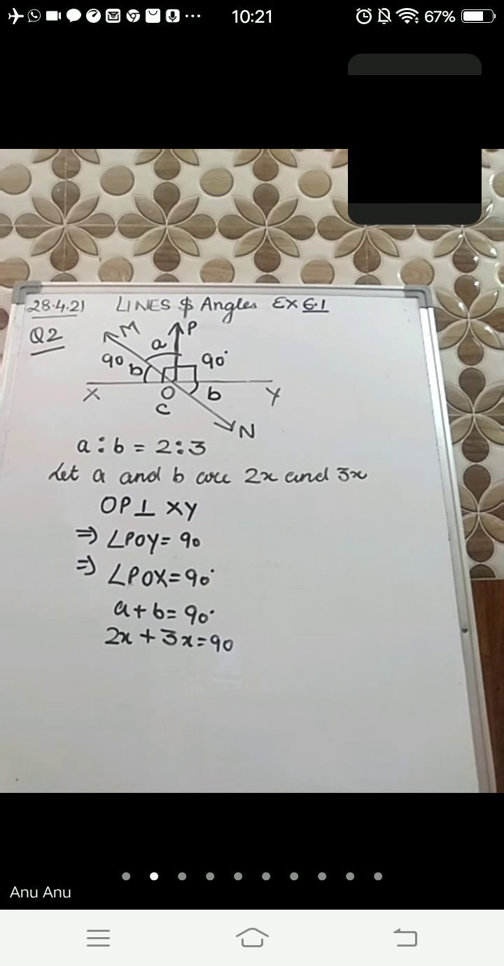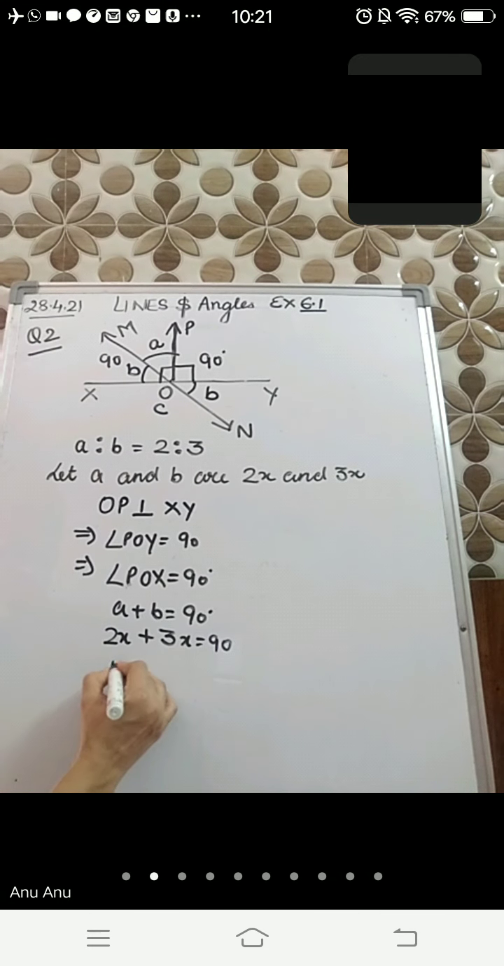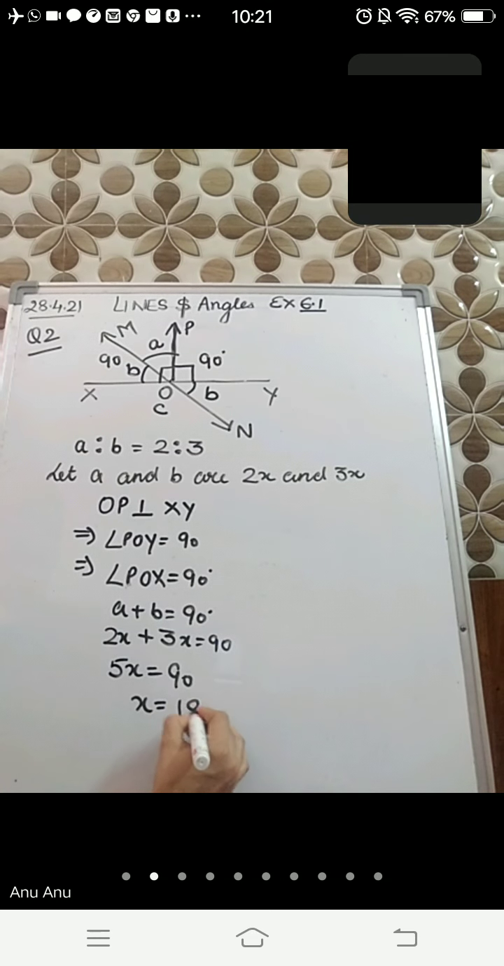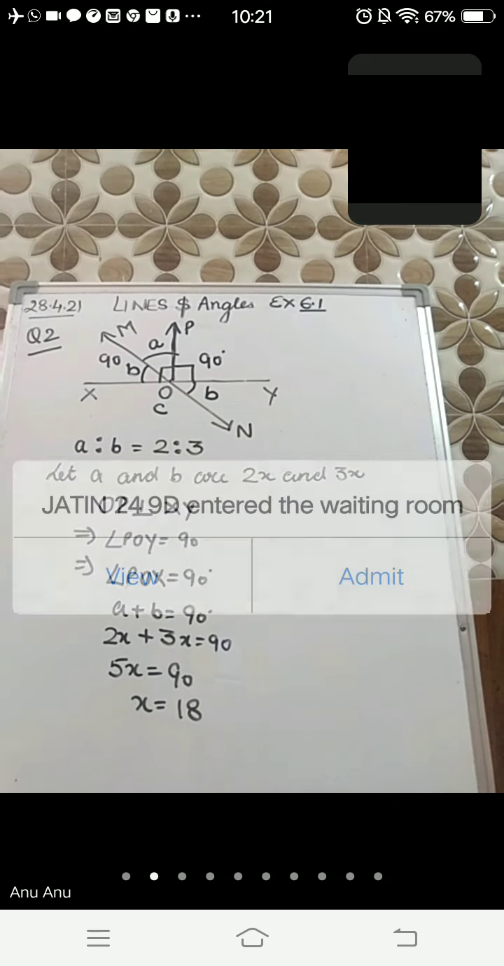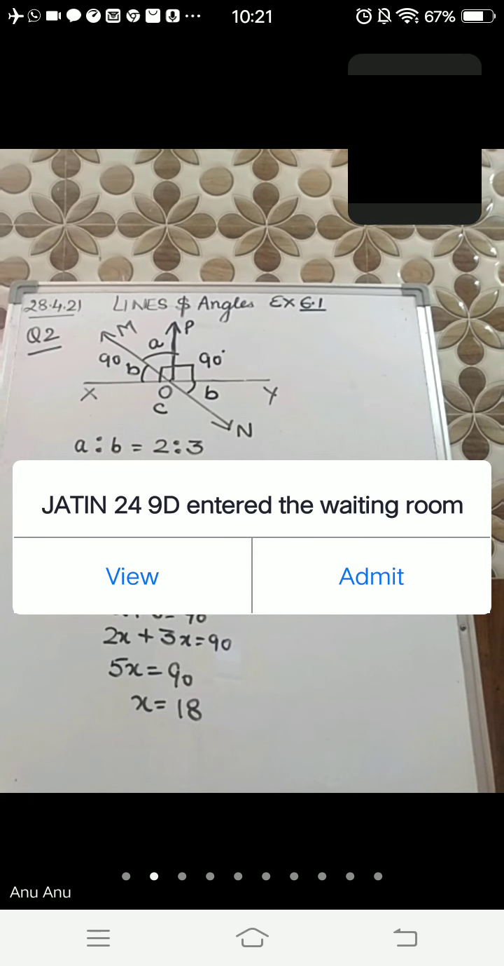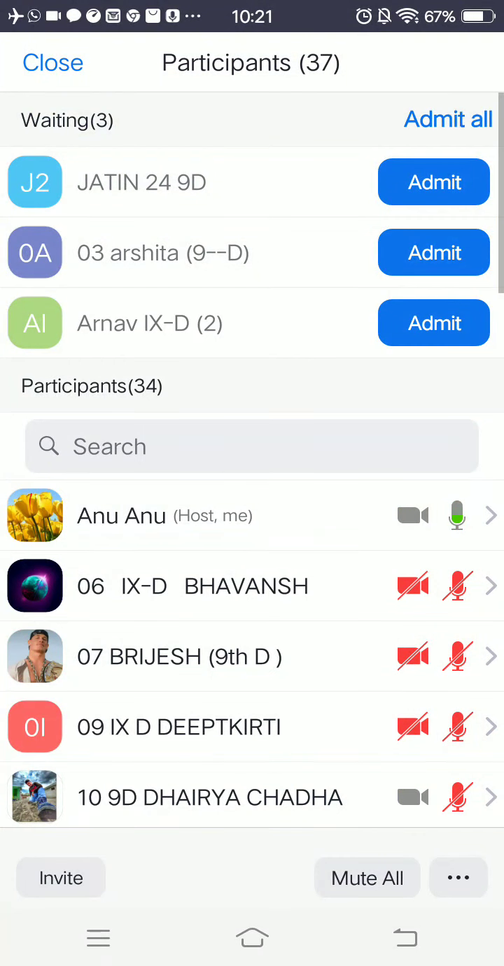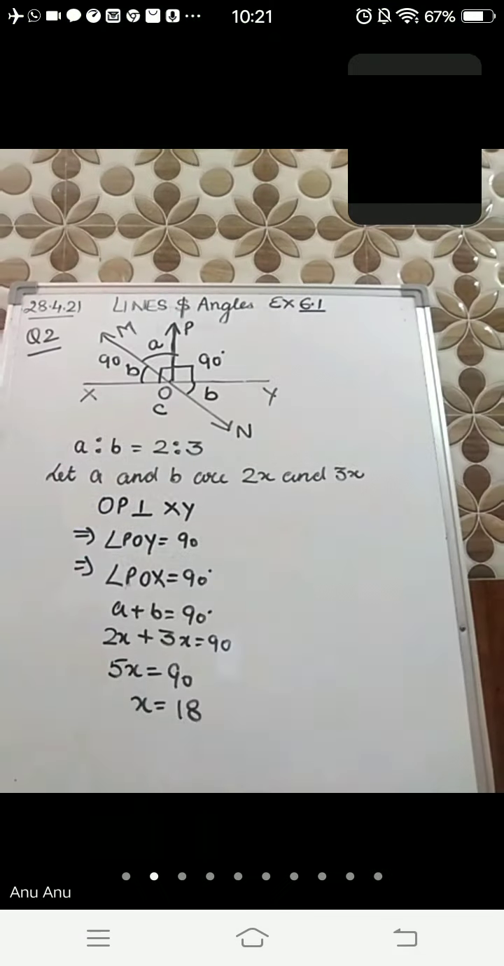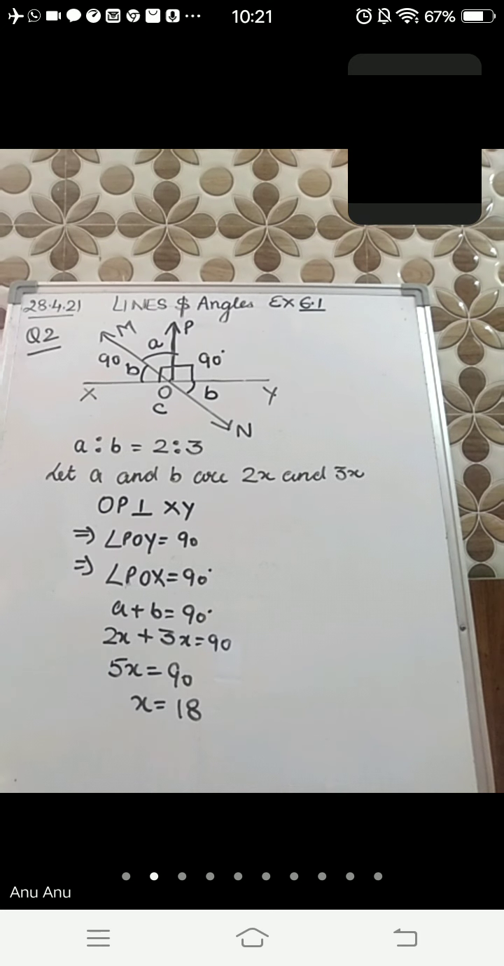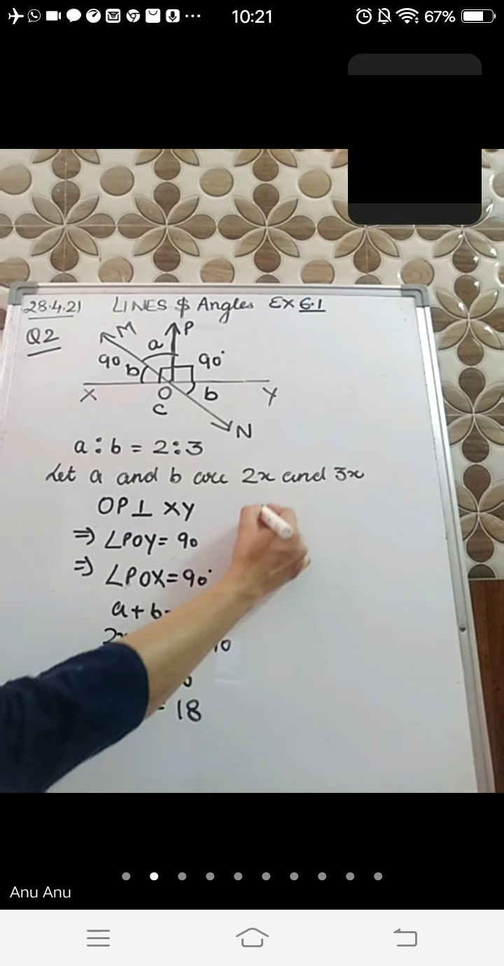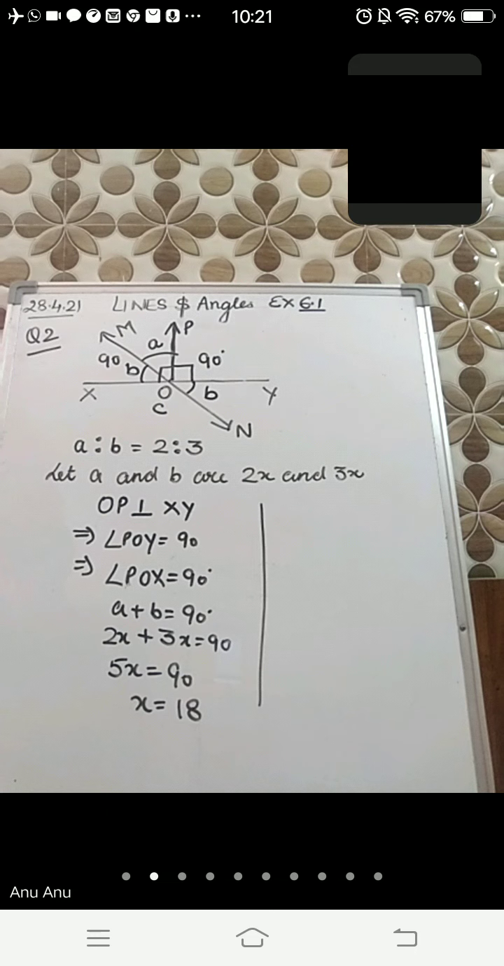So when you add these two angles, they will give you 5x is equal to 90, x is equal to 18. Sorry, x is equal to, okay, 18 comes. x comes to 18.